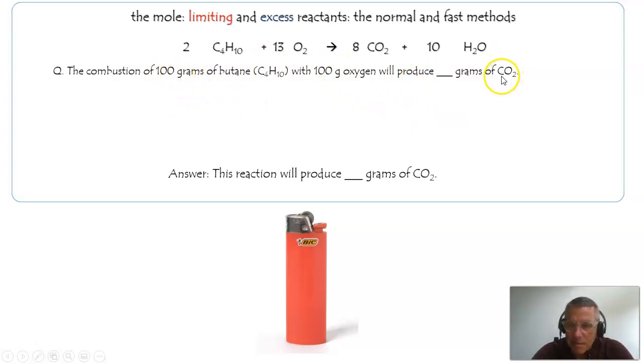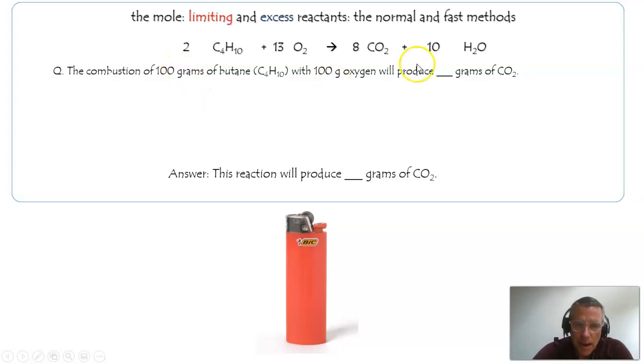Let's find out how many grams of carbon dioxide. I'll show you the normal and the fast method. The normal method is to see how far each reactant will take you. Once you run out of that reactant, you're gone. Having said that, the one that produces the lower amount of carbon dioxide will be your answer because at that point you've run out of the reactant. So let's take 100 grams of butane, see how many grams of carbon dioxide it will make.